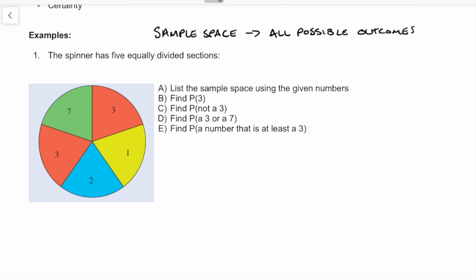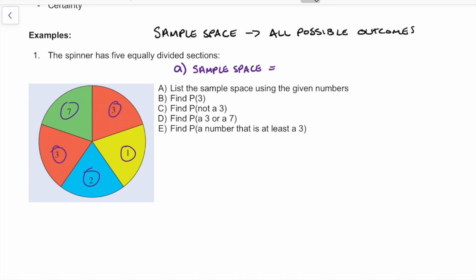All possible outcomes. So our sample space is all of our possible outcomes. If we're being asked to list our sample space, we're being asked to list all of the possible outcomes from a particular experiment or event. So for part A, my sample space is going to equal all these numbers over here. The 1, the 2, this 3, that 3, and the 7.